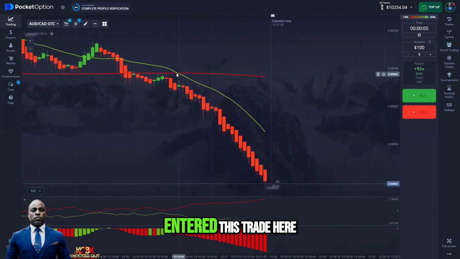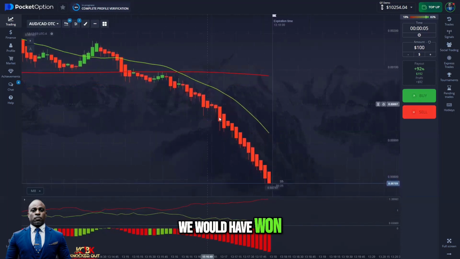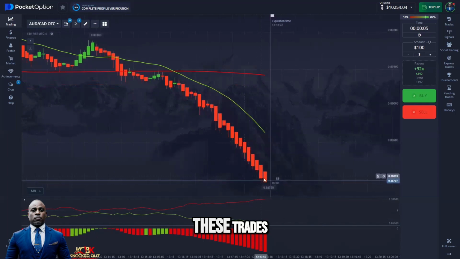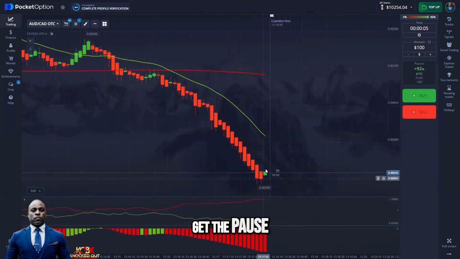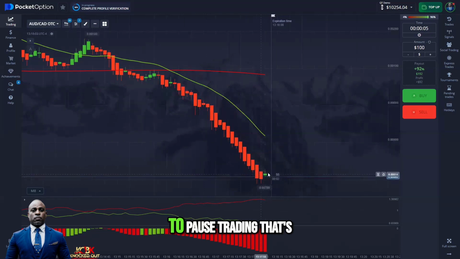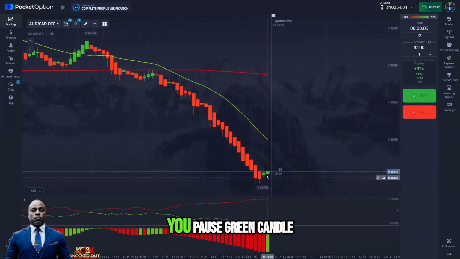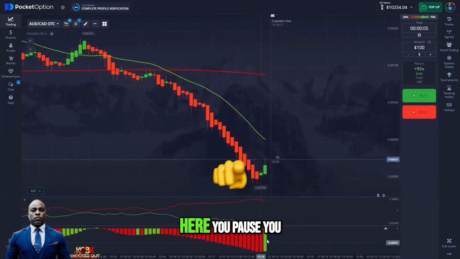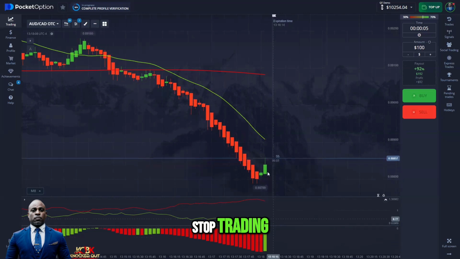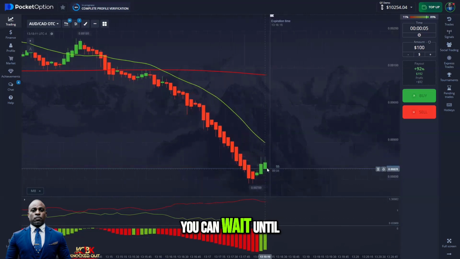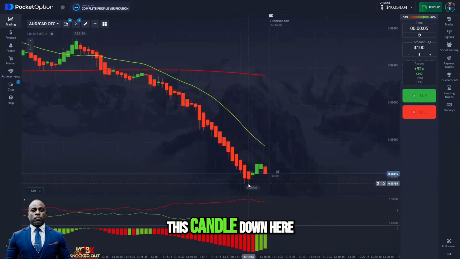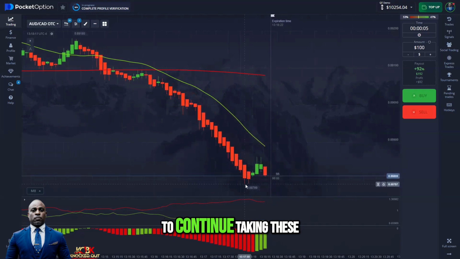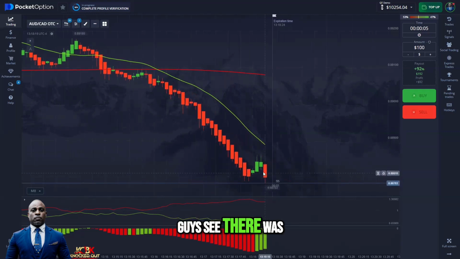Guys, if we would have entered this trade here, we would have won every single one of these trades. You trade until you get the pause, like that right there, to pause trading. That's a green candle. So you pause, green candle here, you pause, you stop trading, and then you wait. You can wait until you get another red candle that will break this candle down here to continue taking these trades. Now, as you guys see, there was a red candle there.